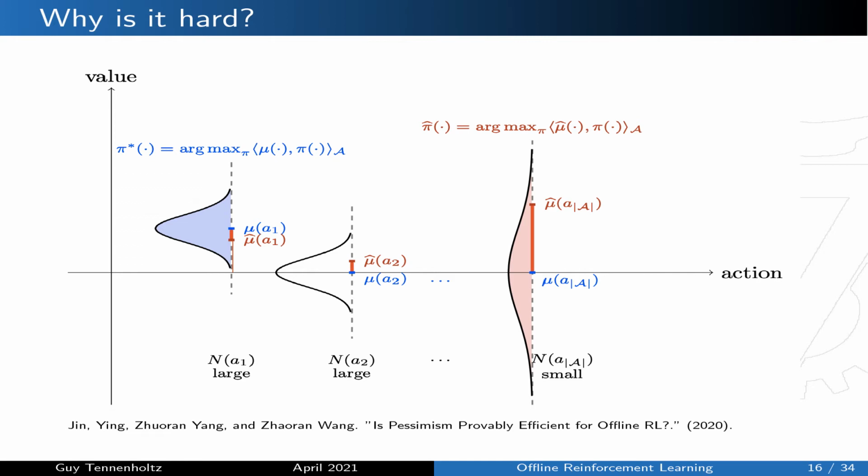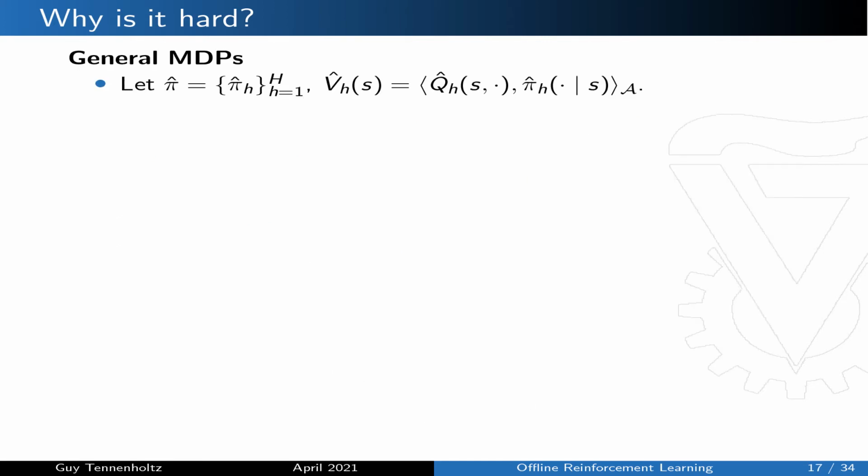This means that being over optimistic, or being optimistic and greedy, in an offline setup can be problematic in cases where we can't collect new data, right? So we're actually fitting to this noise. In general MDPs, we would have a similar problem.